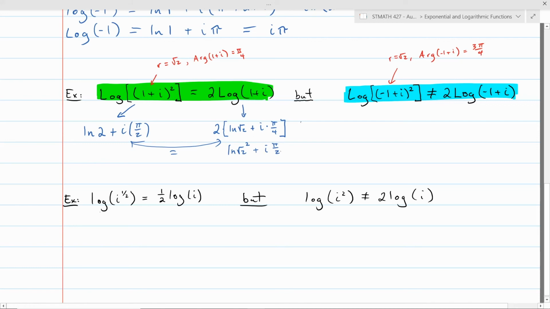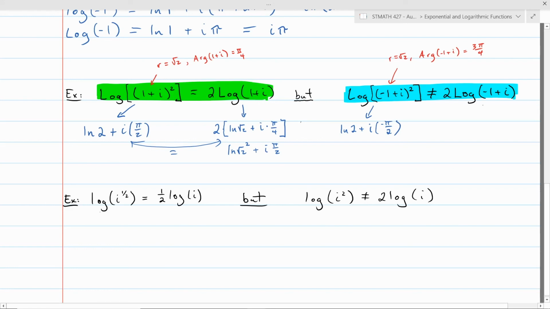But on the other side, the log of negative 1 plus I quantity squared. The same thing happens. Your radius gets squared and your angle gets doubled. So on the left-hand side over here, you would get natural log of 2 plus I. When you double that angle 3 pi over 4, it's going to become 3 pi over 2. But 3 pi over 2 is not a principal argument for that number. The principal argument would be negative pi over 2. So the principal value of the logarithm would be natural log of 2 plus I times negative pi over 2.